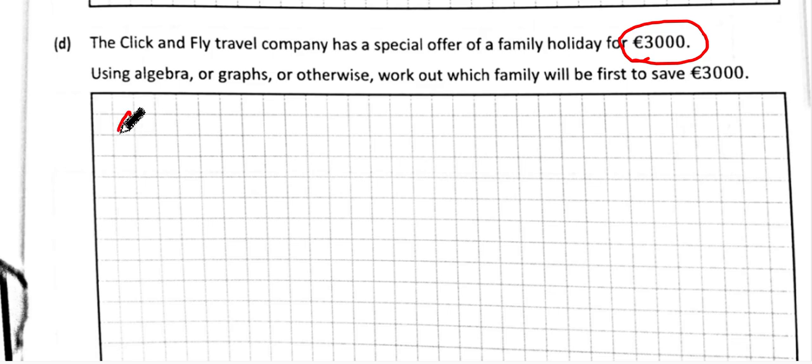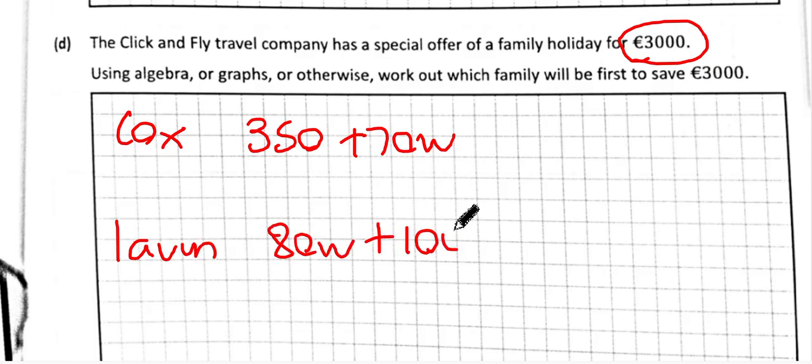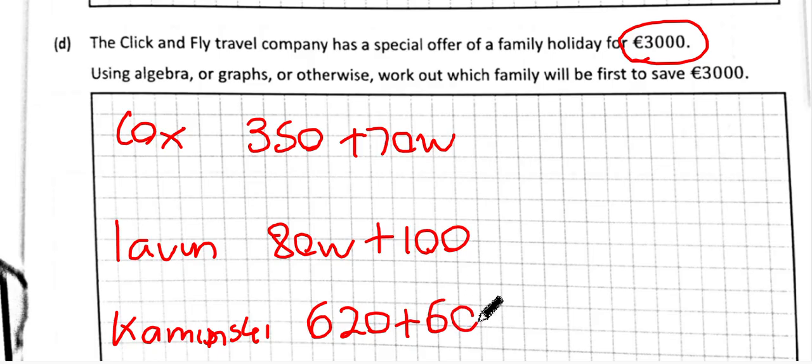And what's the Cox family formula? 350 plus 70W. Okay, that's all. The Lavin family we had earlier is 80W plus 100. The middle family, who's the other family? How'd you spell that again? Okay, what's their formula? 620 plus what? 60W.